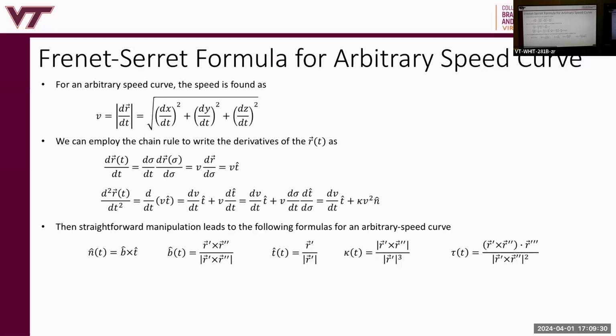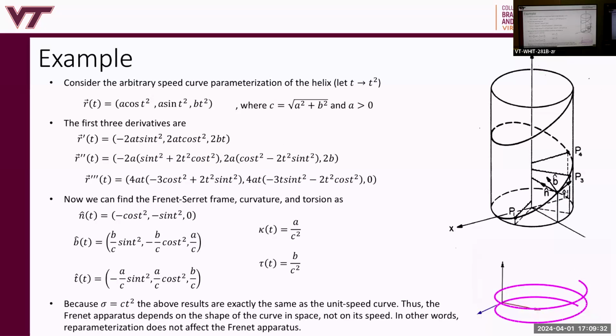Okay, very cool. So let's do a quick example. Consider the arbitrary speed curve parameterization of the helix. Now we're going to make it even faster, right? t is going to go to t squared. So for every little displacement in t, we're going to get t squared of the original parameterization. We're going to make it even faster now, right?